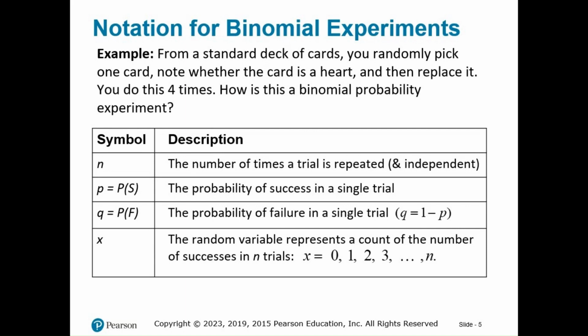So x could really be anything in this case from 0 to 4 out of 4 tries. Maybe none of them are hearts, or exactly one of them is, or 2, etc. So the value of x is anything from 0 to 4. These are very specific conditions to check for, but they're pretty easy to pick out. Let's try a few more practice problems.